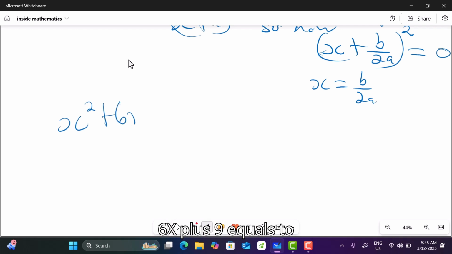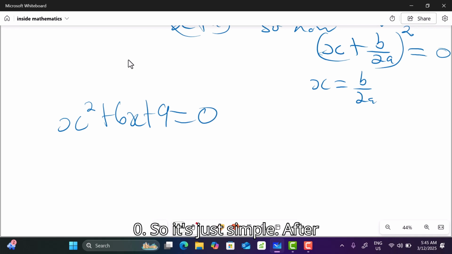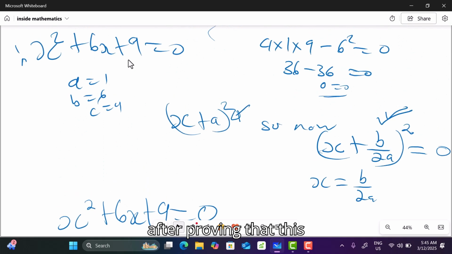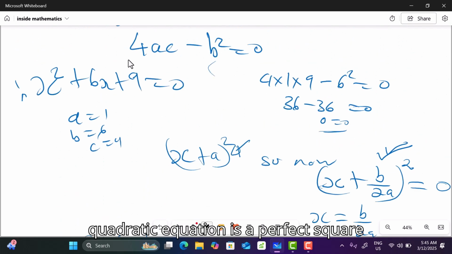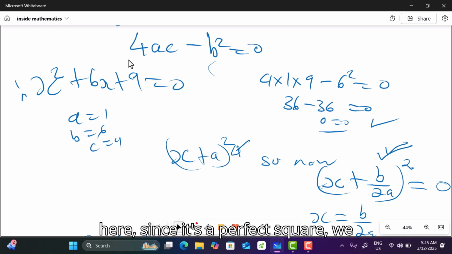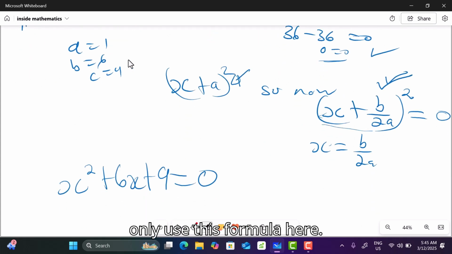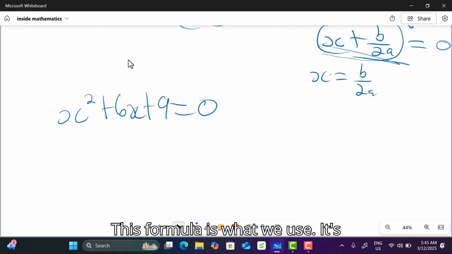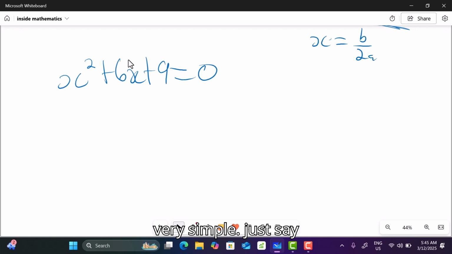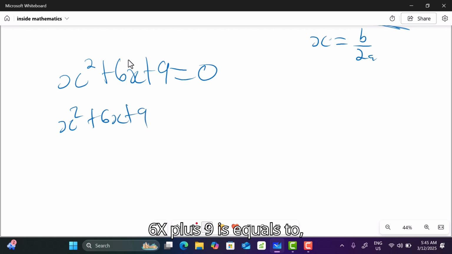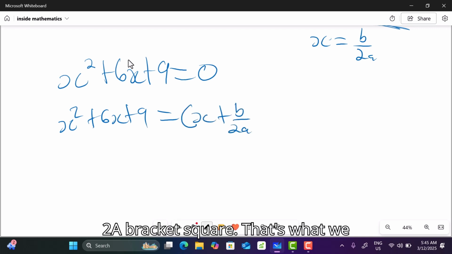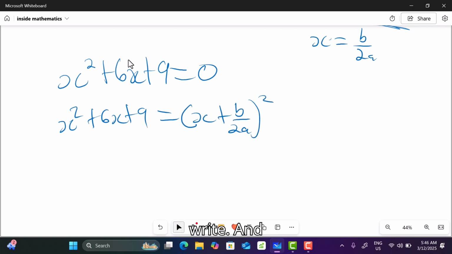So the question is, how do we solve a quadratic equation by factorization of perfect square given x square plus 6x plus 9 equals 0? It's just simple. After proving that this quadratic equation is a perfect square, since it's a perfect square, we only use this formula here. Just say x square plus 6x plus 9 is equal to, instead of writing 0, we are going to write bracket x plus b over 2a bracket square.